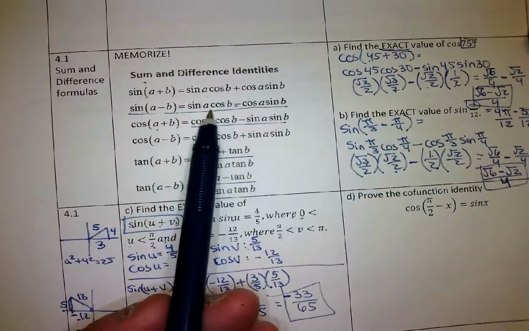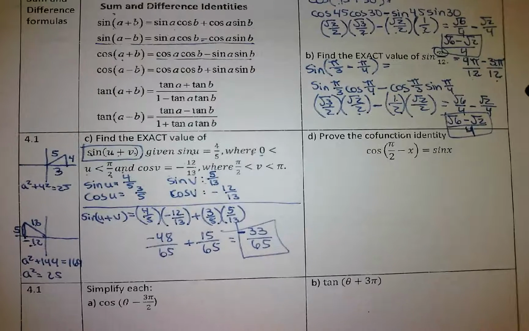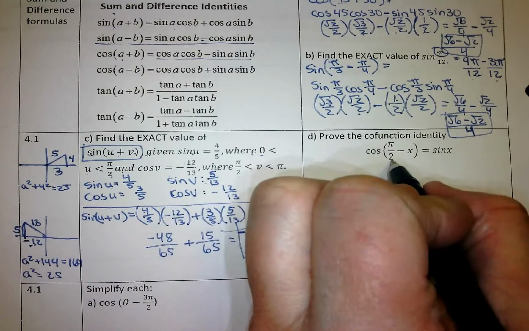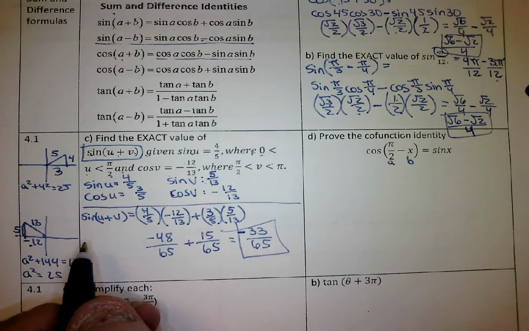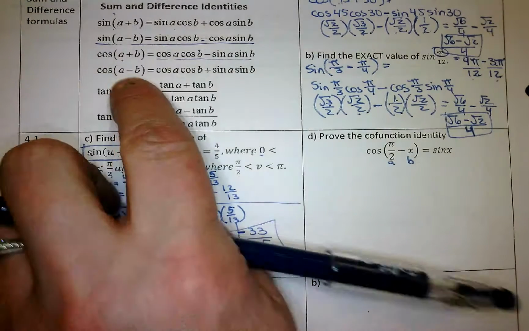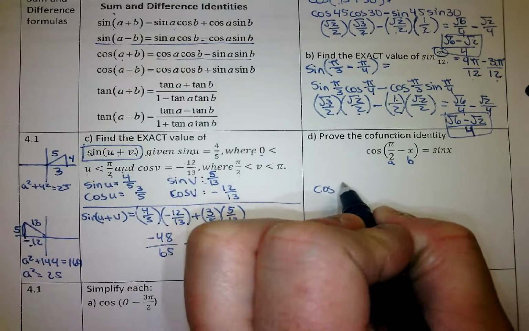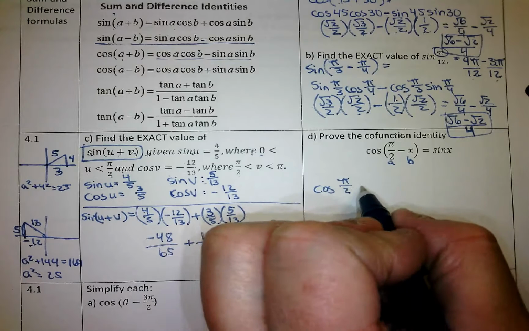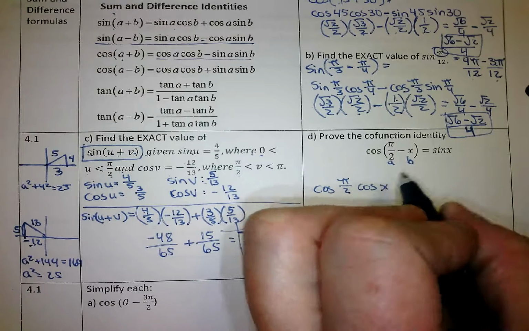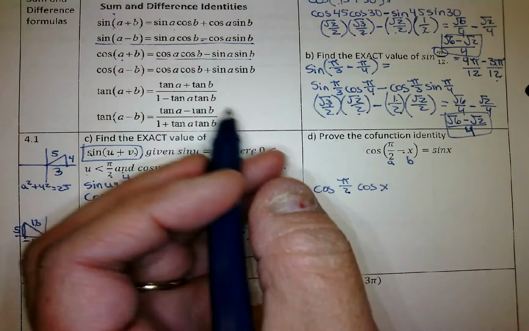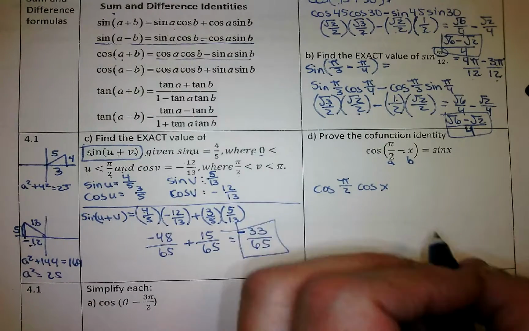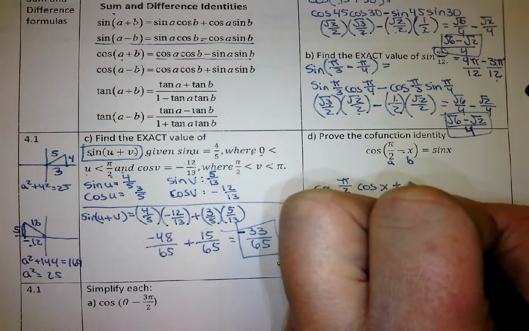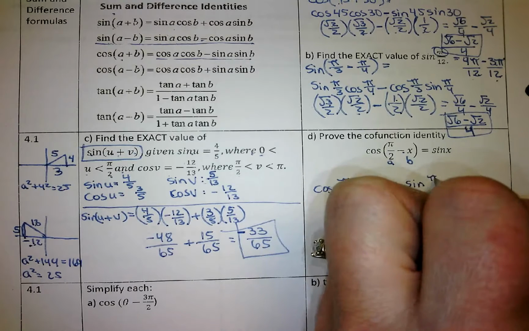So cosine of pi over 2, this is going to be my a and this is going to be my b. So I'm doing cosine of a minus b. So I have cosine of pi over 2 times cosine of x. Remember, you don't need that negative sign in there. That's just telling us which formula to use. Plus, now we're going to do sine of pi over 2 times sine of x.